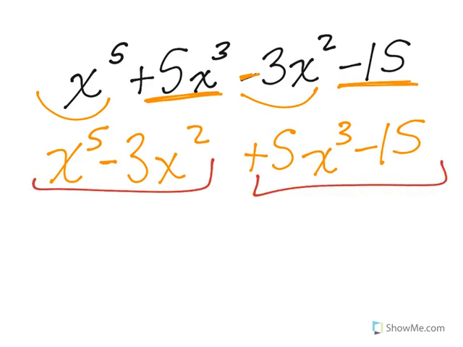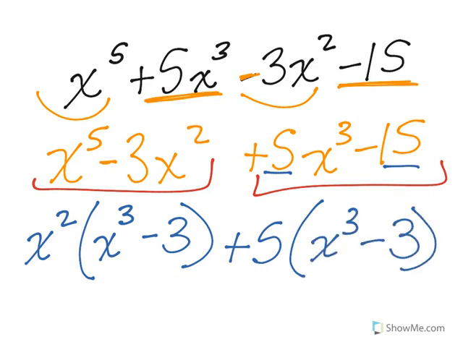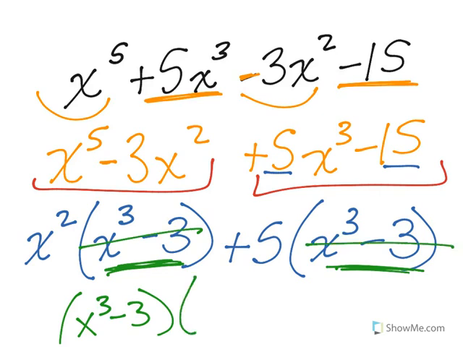Now, because we're factoring by grouping, I take out the GCF of each group. So take out an x squared of this first one. That leaves me with x cubed minus 3. In the second group, I can take out a plus 5, which leaves me with x cubed minus 3. Now, we can see each one of these has an x cubed minus 3. So if I take the x cubed minus 3 out, what am I left with?